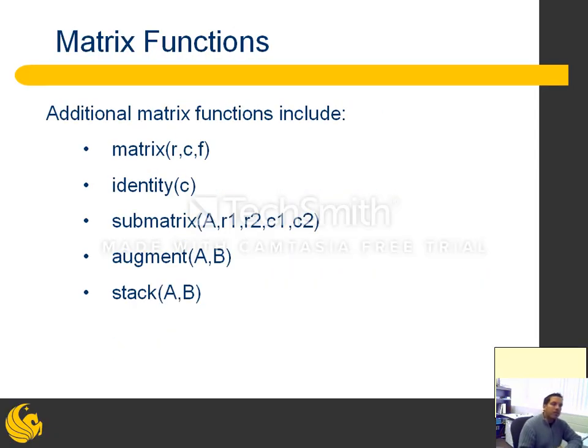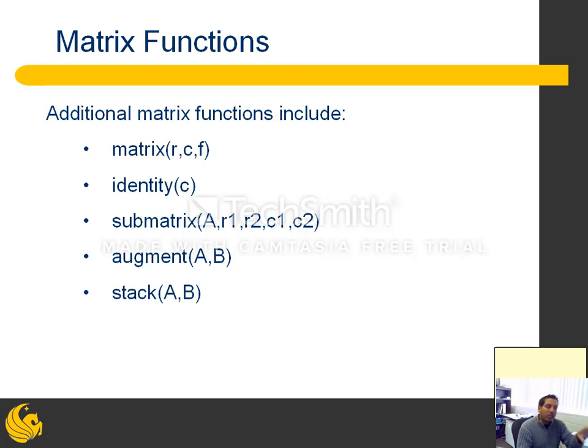There are many more functions for matrix operations that we can use. Some important ones are matrix. For example, you can specify to create a matrix. I'm going to say A is defined as matrix of number of rows, number of columns, and a function. I can use a specific function of x and y to define a matrix this way. I can create an identity matrix with dimension C. Give me a 5 by 5 identity matrix, and you say I is equal to identity 5, meaning that all the elements will be 0 except the diagonal, which will be 1.